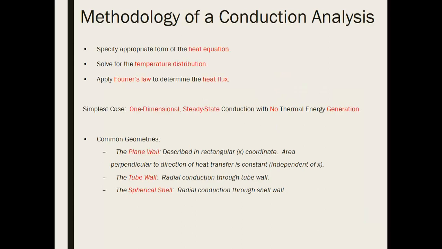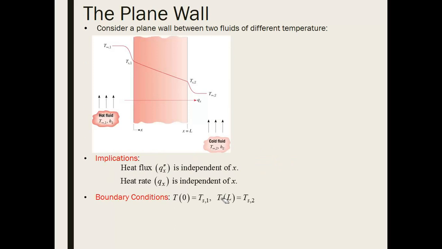So the simplest case is one-dimensional steady-state conduction when you have no thermal energy generation. And again, I mentioned we'll be focusing on Cartesian coordinates in this lecture, which is the plane wall. But one-dimensional conduction could also apply to a tube wall, where you're dealing with a cylindrical coordinate system, or a spherical shell when you're dealing obviously with a spherical coordinate system. So you want to start out with the heat equation.